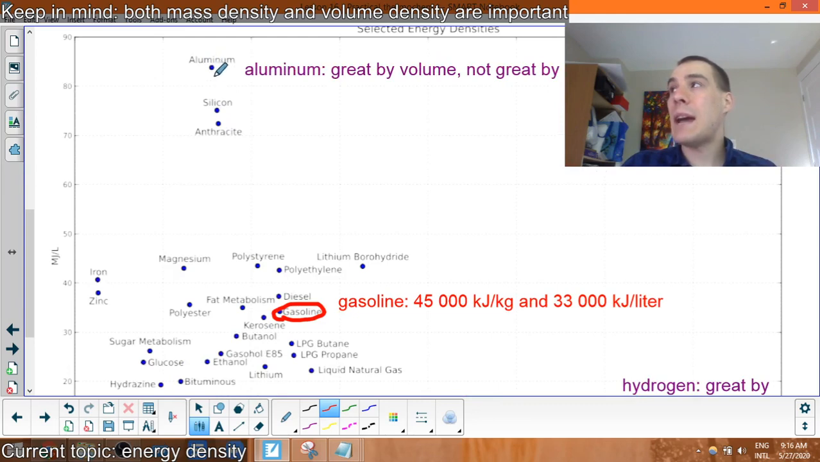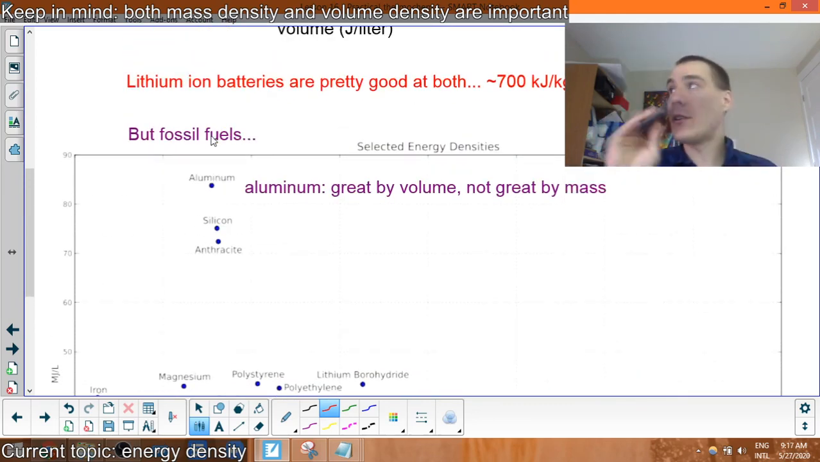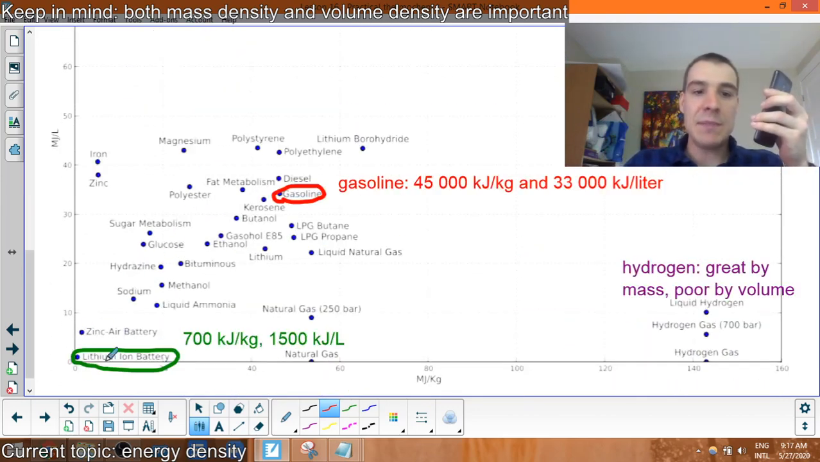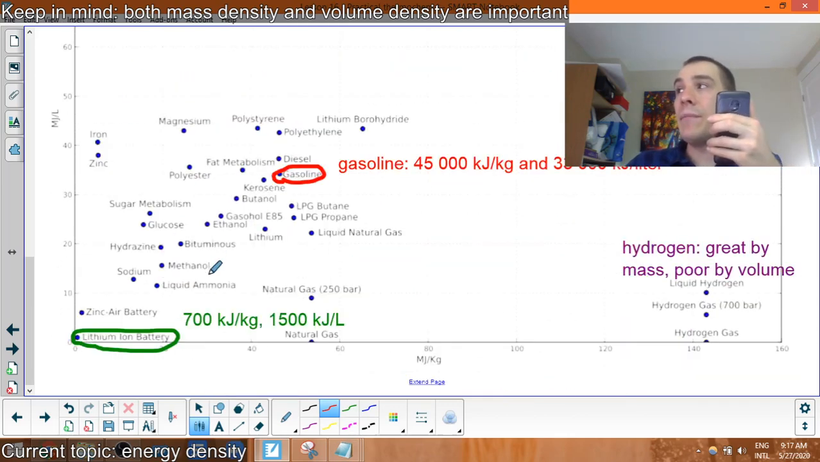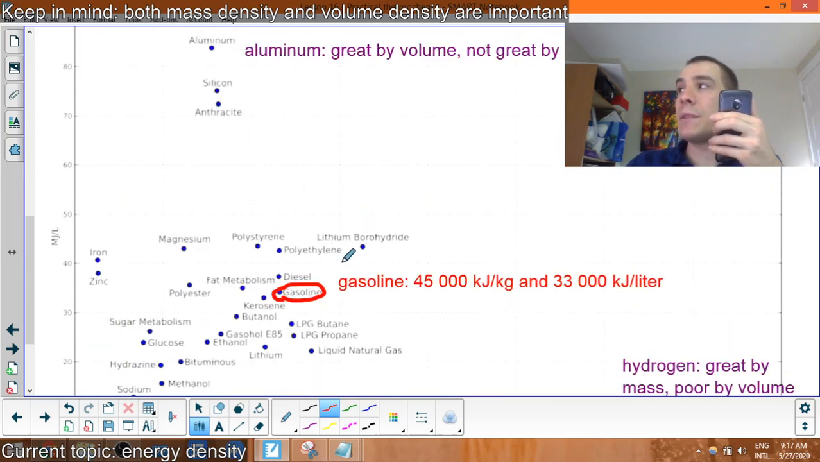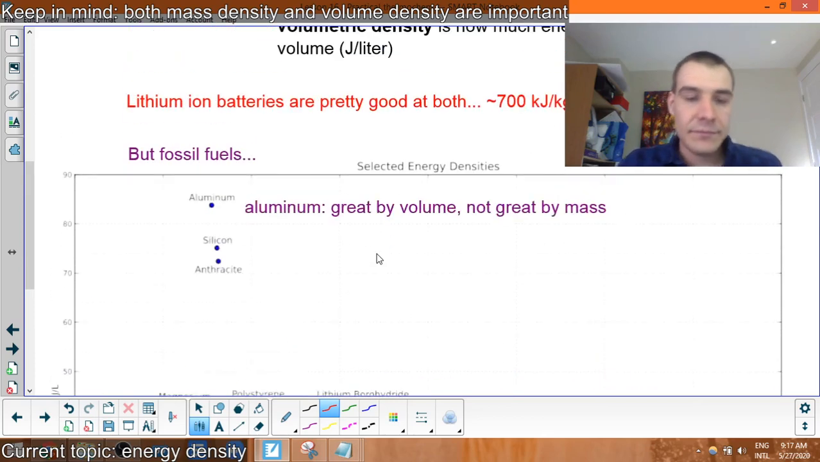It's maybe half of the mass density. So if I had my phone running on an aluminum battery, it would be much, much smaller than the lithium-ion battery, but it would be heavier. Actually, it wouldn't be heavier compared to lithium-ion, but compared to gasoline, it would be heavier. Gasoline-powered phone, there's a thought, eh?